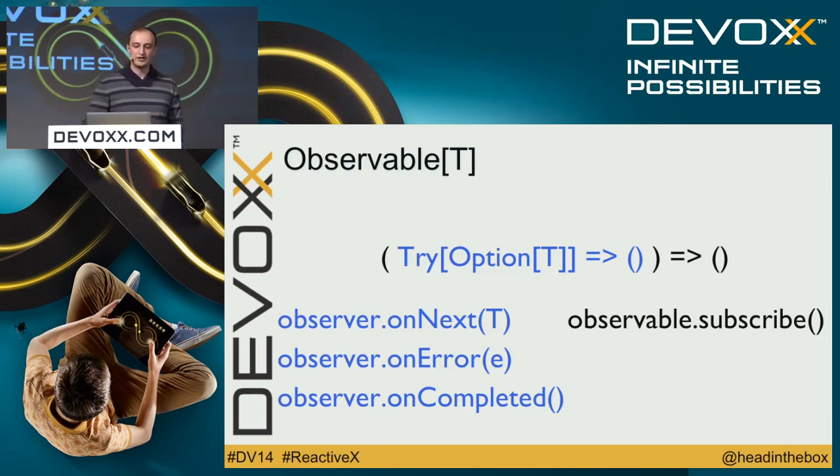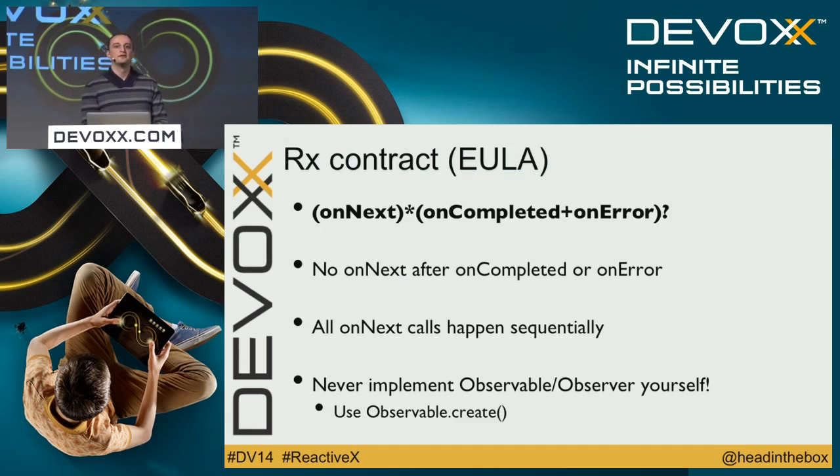And now is actually a good time to talk about the Rx contract. So the Rx contract is basically the law in Rx world. And this first line says that it's basically a regular expression of the behavior. So it says that we can have 0 or infinitely many on-next events, followed by an optional completed or an on-error. So that means that after a completion or an error event, we cannot get any more on-next events. Those will not be propagated through to the observers.